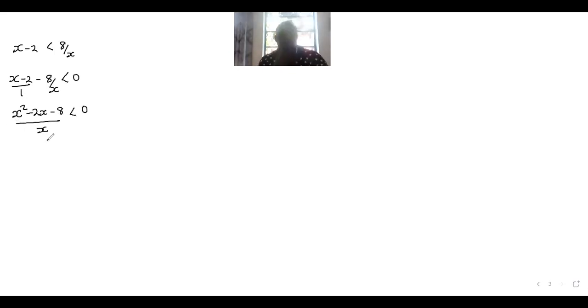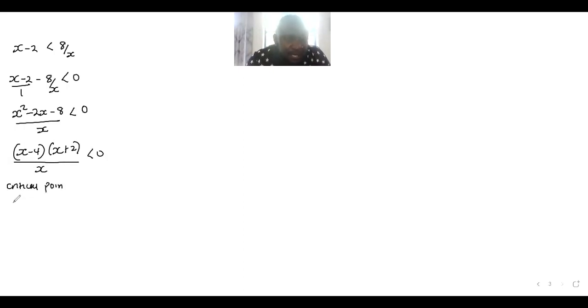Someone should factorize the numerator. What do you attain? Minus 4. You get x minus 4, and x plus 2. Thank you. Do you see that down is just a single x? Then all these have become linear brackets, so we can get the critical points. The critical points can be attained from x is equal to negative 2, x is equal to 0, and x is equal to 4. All those are critical points.